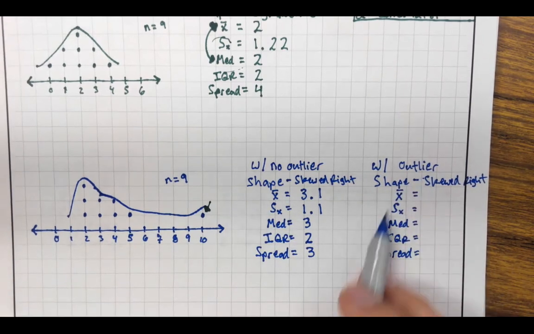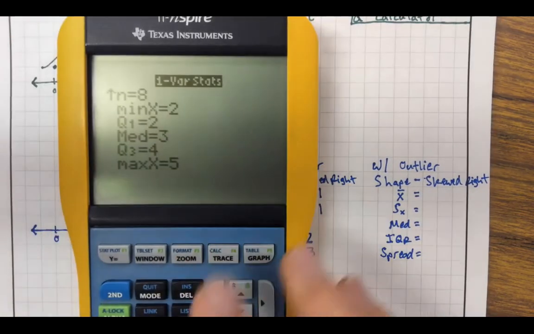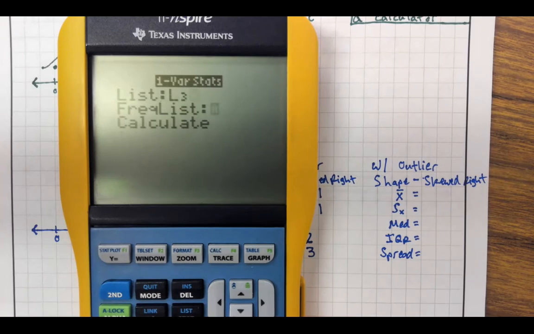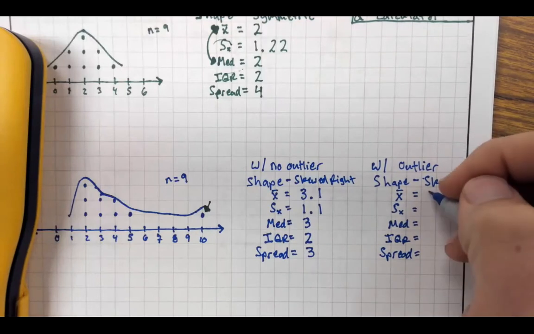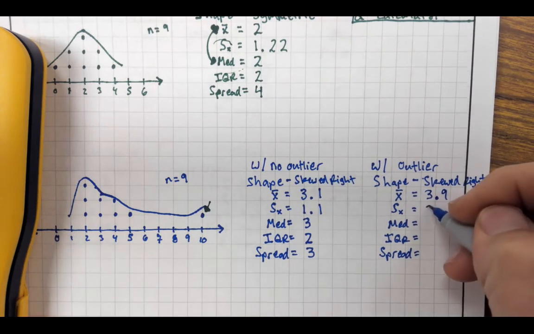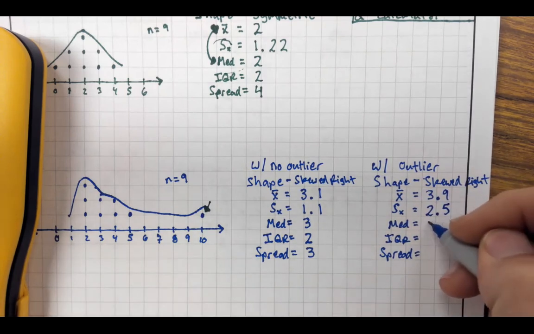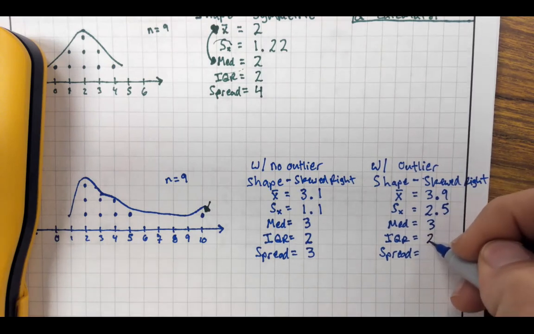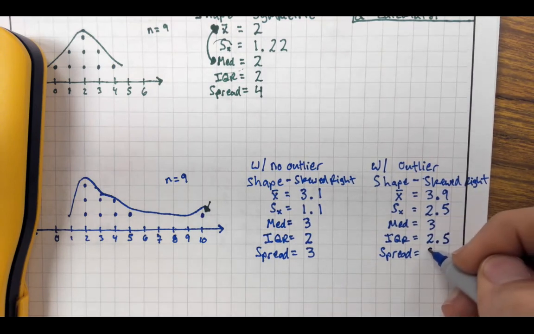Now let's calculate these statistics, but we're going to include this outlier of 10. So one more time, I'm going to go to stat. I put my outlier into list number 3. I'll calculate my statistics. So my mean jumps up to 3.9. The standard deviation increased to 2.5. The median, I'll scroll down to get to my median. The median I got was 3. Interquartile range that I have is 2.5. And my spread, going from the minimum to the maximum value, jumped all the way up to 8.